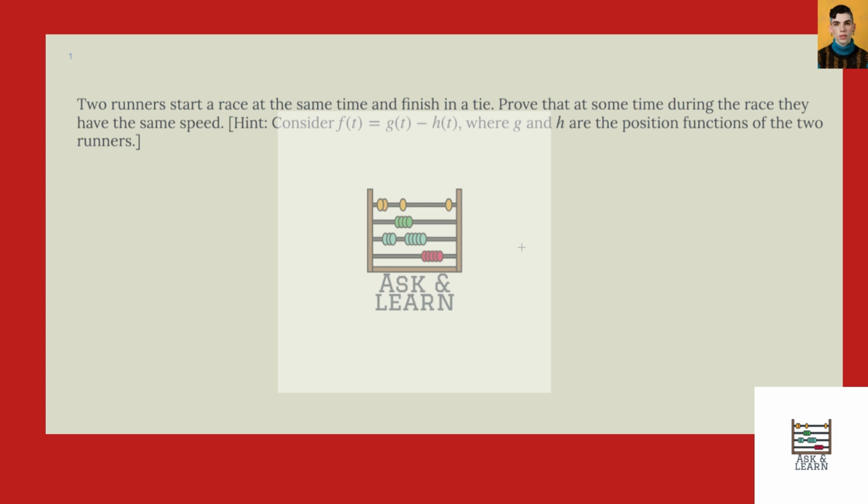So we're going to create some notation. We're going to let t naught be the initial starting point, so the initial time. This is the starting time, and then we're going to let t1 equal the final time.